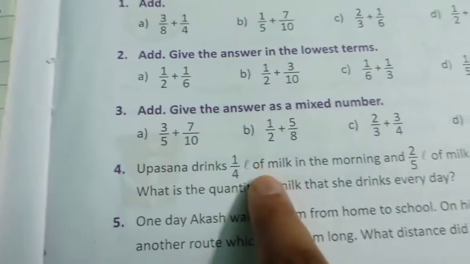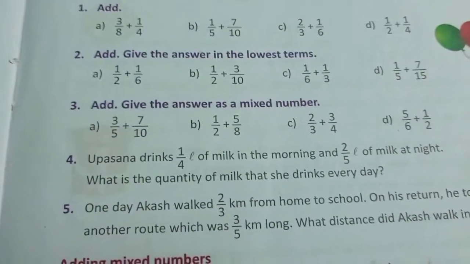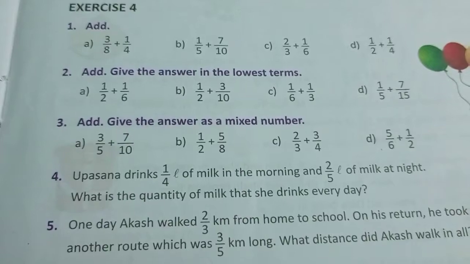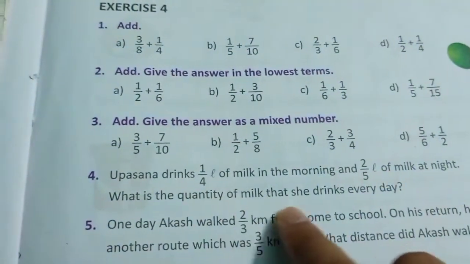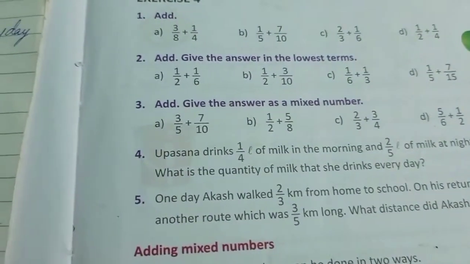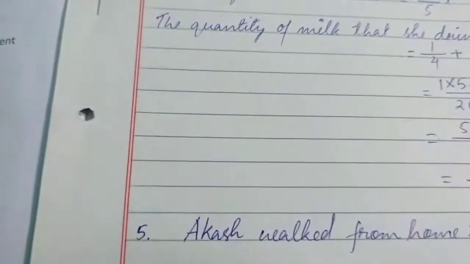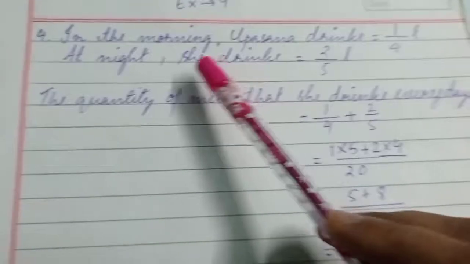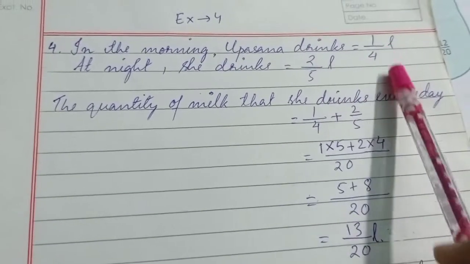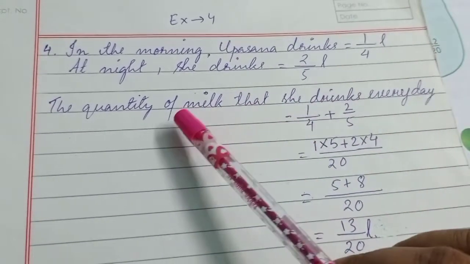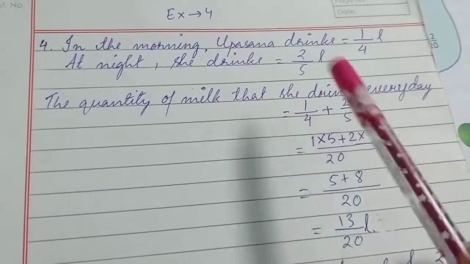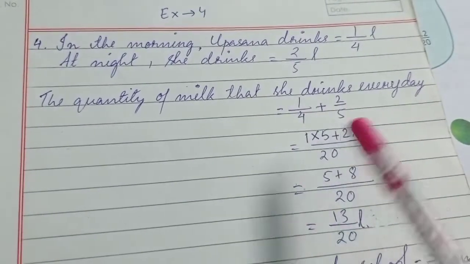The first question is given like this: Upasana drinks 1/4 liter of milk in the morning and 2/5 liter at night. They are asking what is the quantity of milk that she drinks every day. So how will you do that? They are asking for the total, so you need to do addition. In the morning Upasana drinks 1/4, at night 2/5 liter, so the quantity of milk she drinks every day is 1/4 plus 2/5.